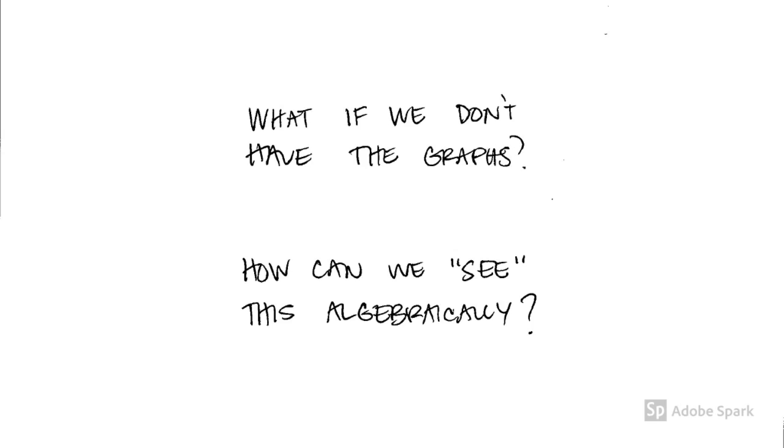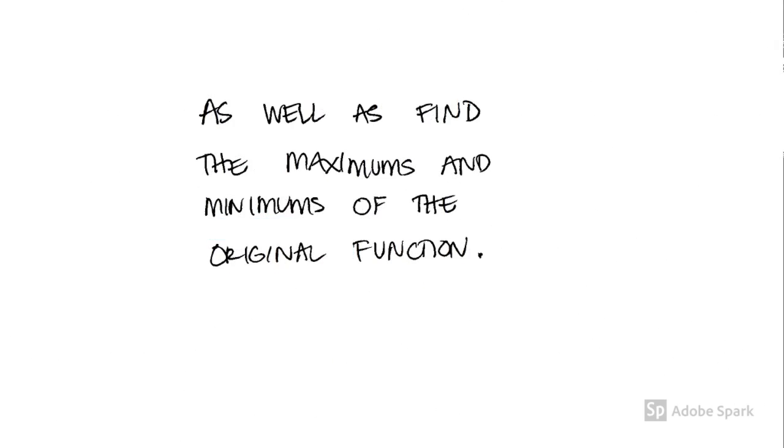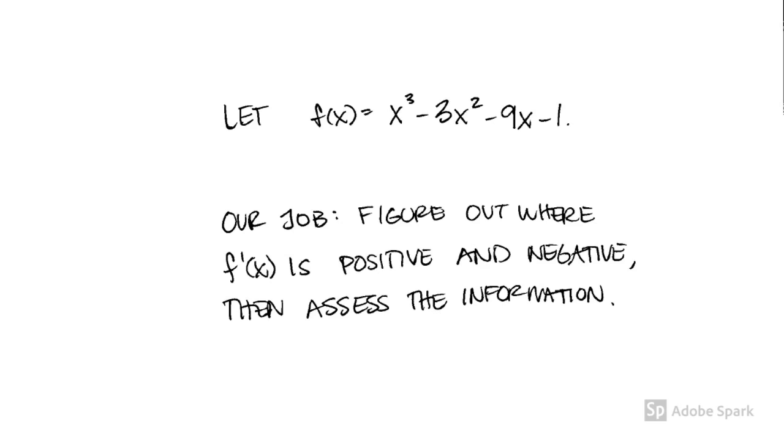How can we see this algebraically? That's the point of today's lesson, being able to see what's going on just doing algebra. We can investigate the derivative using the first derivative test to determine the increasing and decreasing nature of the original function, as well as find the maximums and minimums of the original function. Let f of x equal x cubed minus 3x squared minus 9x minus 1. Our job is to figure out where the derivative is positive and negative, and then assess the information.